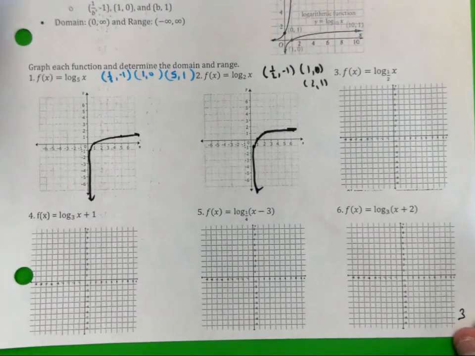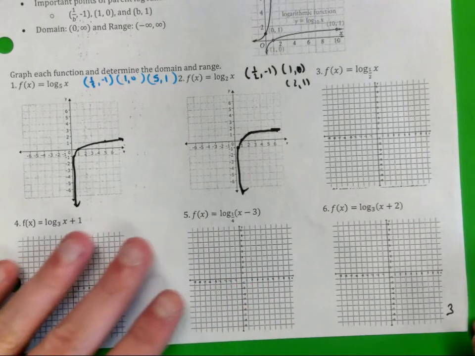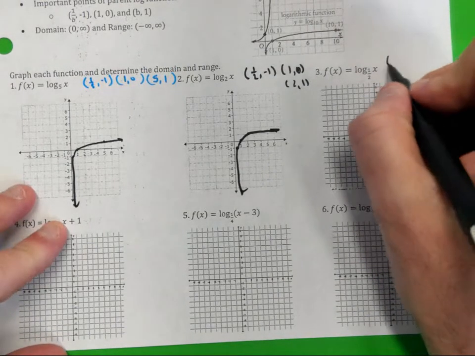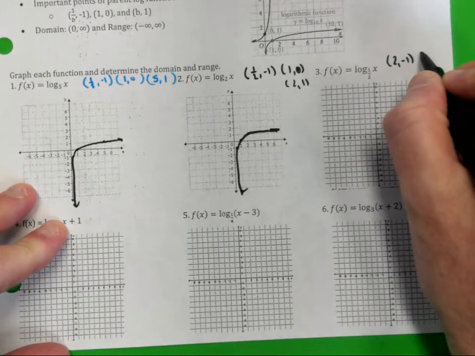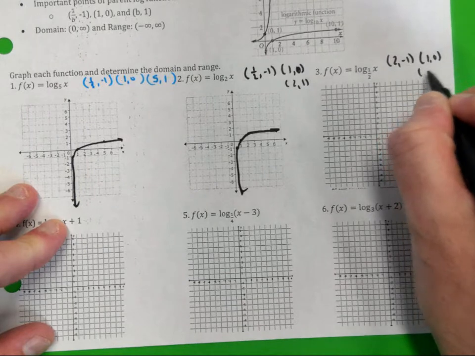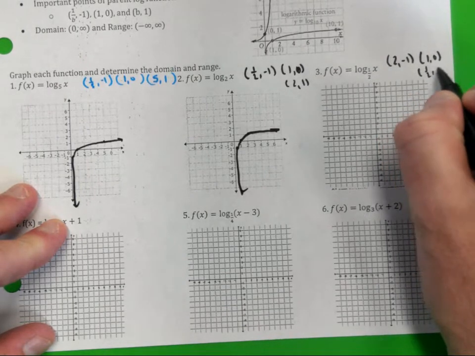All right, number 3. Here's my question for you. My base is 1/2. That's fine. But if I have 1 over 1/2, very good, it will be 2. 1 divided by 1/2 makes the half flip. So that will be 2, comma, negative 1. What's my other point? 1, comma, 0, and then 1/2, comma, 1.